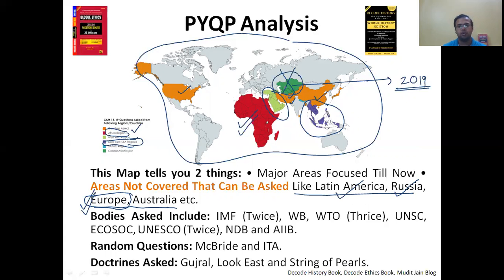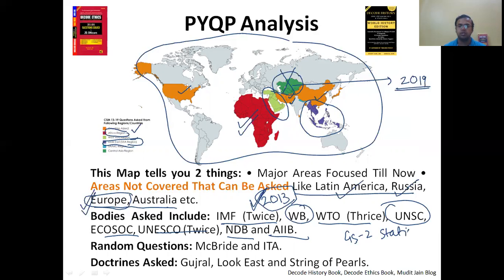So pay extra focus on these four countries or regions if at all they are in the news. Static questions from them can also be asked. Like in 2013, Japan was not much in the news, but a question on Japan came. So it can happen, but if it is in current affairs, do not skip these four regions. Also, bodies asked till now include IMF, twice, WTO thrice, UNESCO twice, ECOSOC, NDB, AIIB, World Bank, UNSC. So you have to prepare GS-2 static bodies notes.